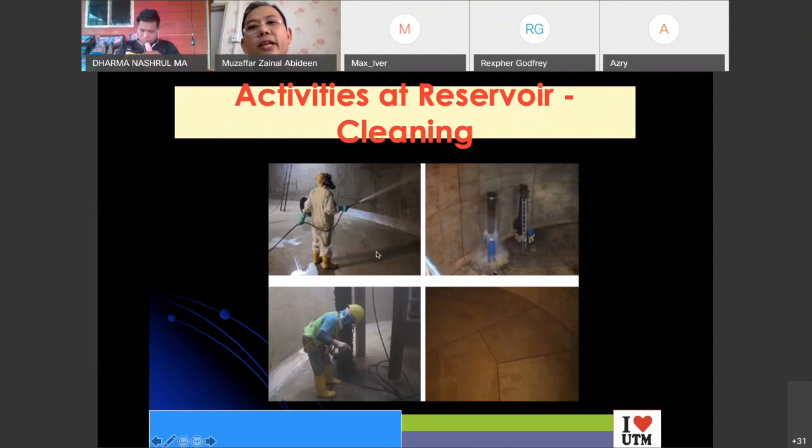And another story that is quite funny happened in Skudai, Johor, where some drunken people used the water in the service reservoir to take a bath. They were having fun, taking a bath at the service reservoir in Skudai. So they were eventually caught by the police and brought to the police station.